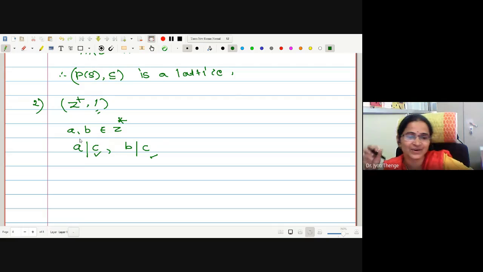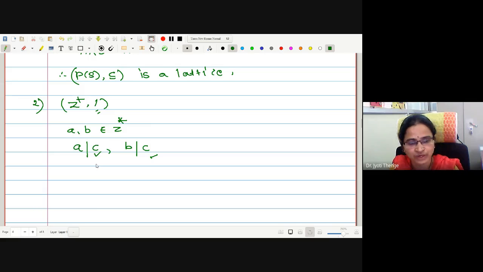We want to find one element C which is divisible by both; it will be an upper bound. If I take this, C is a multiple of both A and B. In that case, it will be a simple upper bound. But I want the least upper bound. Therefore, the least common multiple will be the least upper bound. Yes or no?